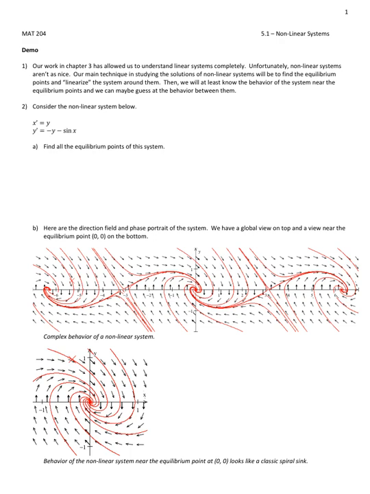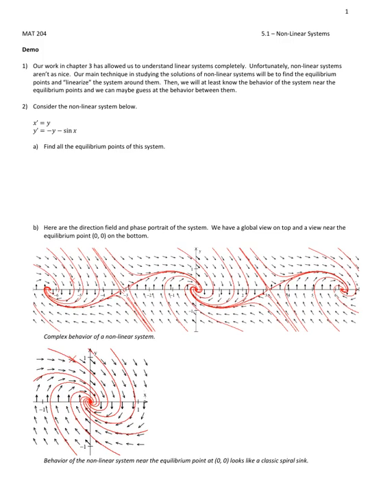Okay, so here is a nonlinear system, and I want to find all the equilibrium points of the system. So equilibrium points are the places where x prime and y prime both equal 0. So I want to set x prime equal to 0 and y prime equal to 0. Okay, so x prime is just y, and y prime is negative y minus sine x.